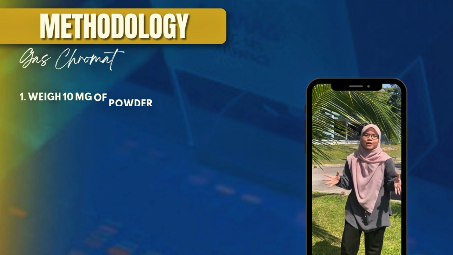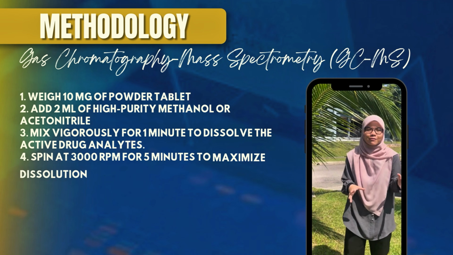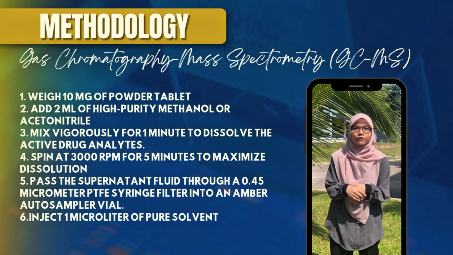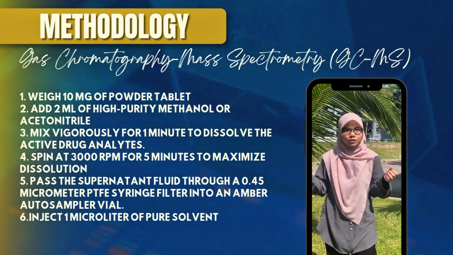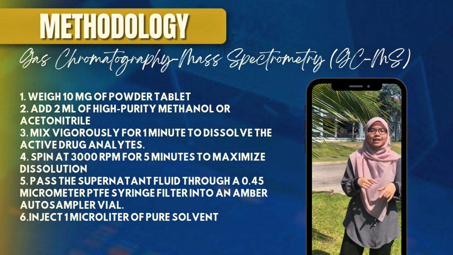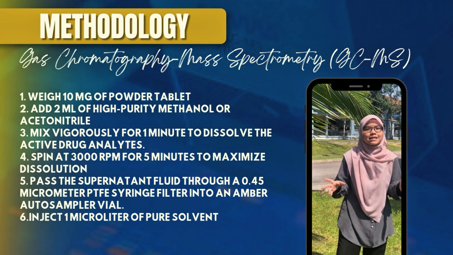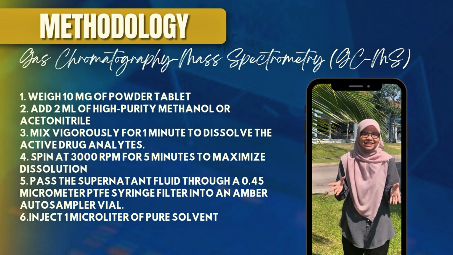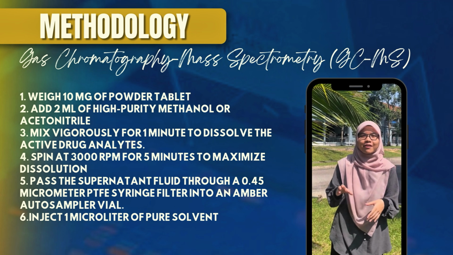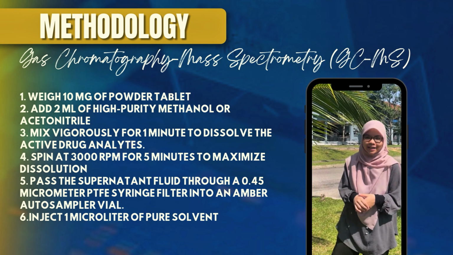Hi, and now I will talk about methodology. Firstly, we need to weigh the substance from 10 mg to 15 mg. After that, we need to choose the organic solvent. After we choose the organic solvent, we need to spin it at 3000 RPM for 5 minutes using a vortex to maximize the dissolution. Once done, pass the liquid through a 0.45 micrometer PTFE syringe filter into a clean autosampler vial to remove insoluble cutting agents.